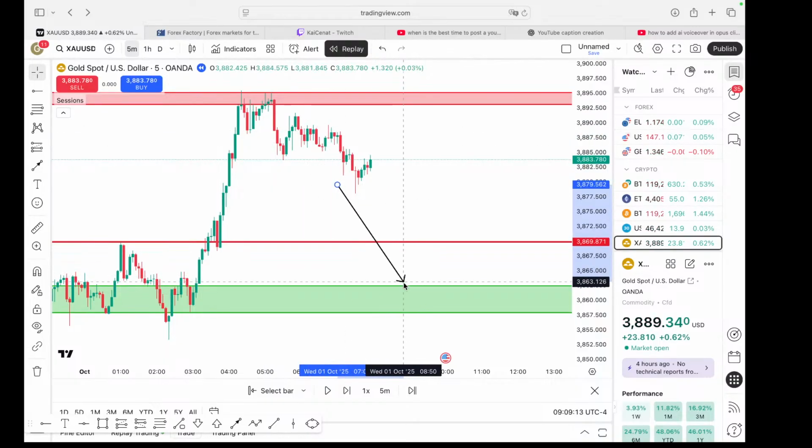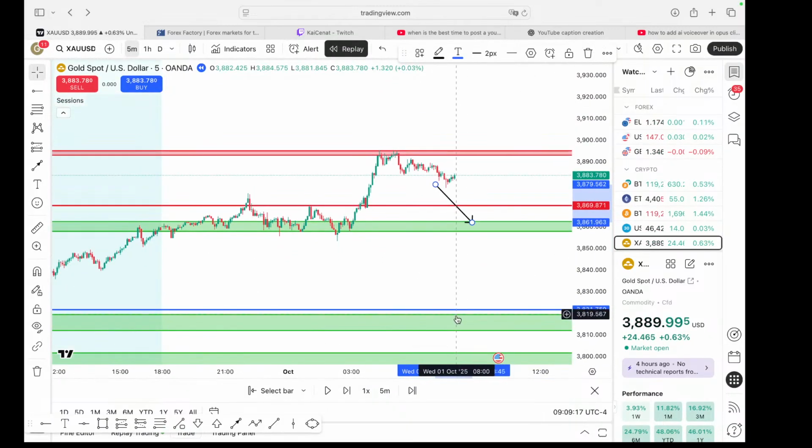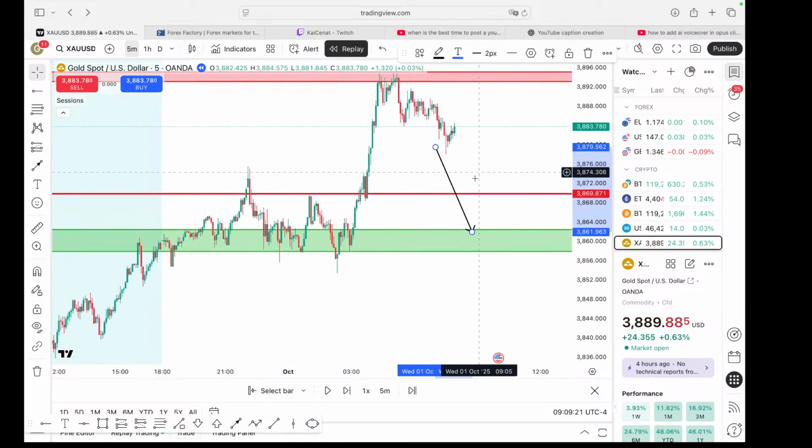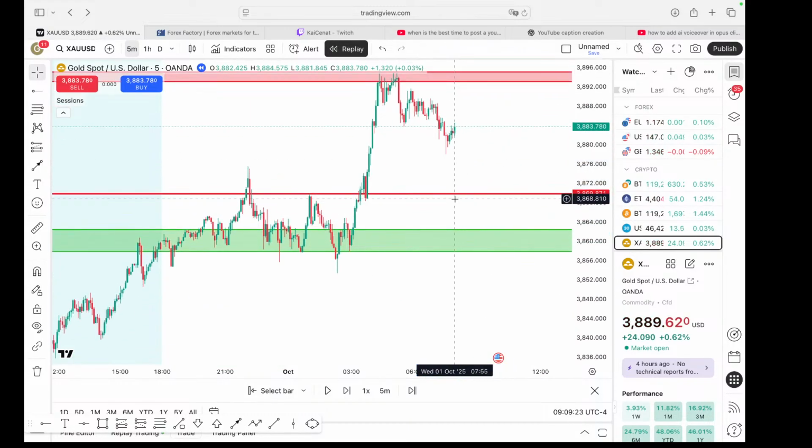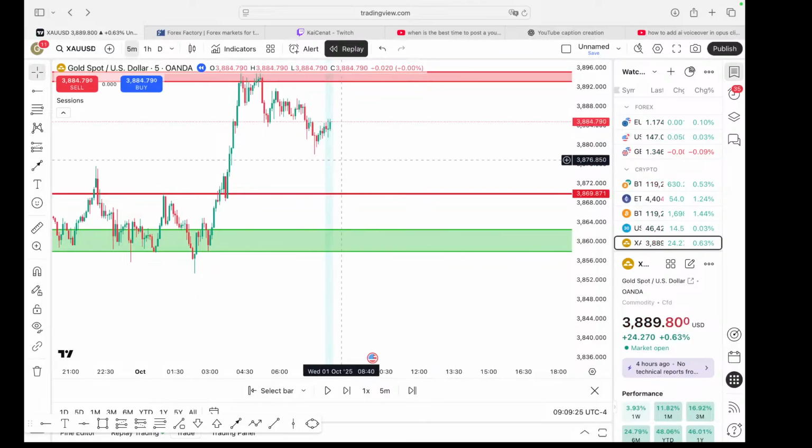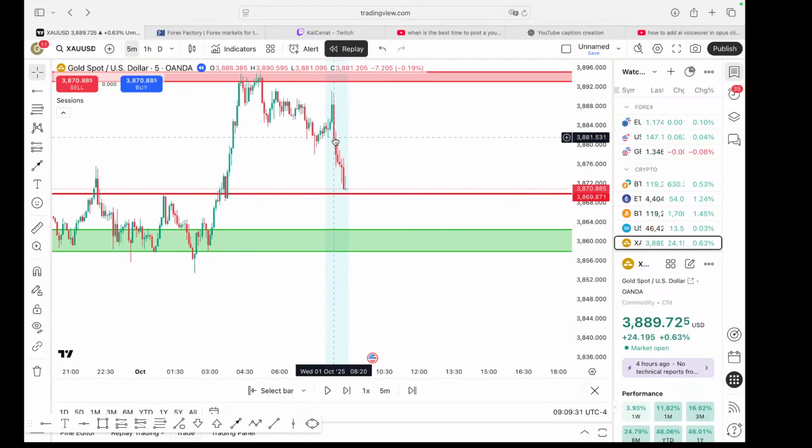Yesterday I was looking for price to come right down here to one of these zones. So let's see what happened yesterday. This is yesterday's recap, and then we're going to get into today's trades. At 8:55 a.m. we made contact.